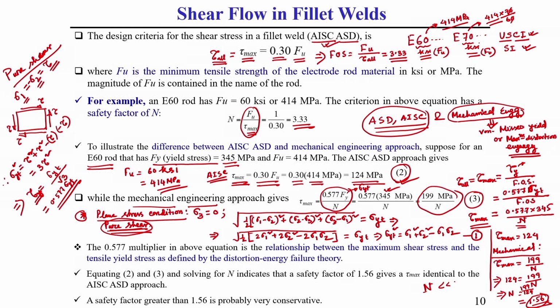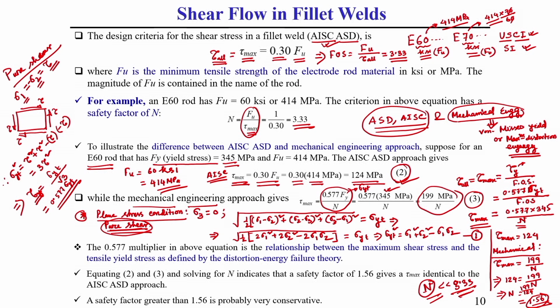3.33, that means it is more conservative. So, to be on the safe side, it is better to use this higher factor of safety, which is generally used by the AISC ASD standard, the American Institute of Steel Construction ASD standard. Whatever the n value we get there is actually 3.33, whereas according to the mechanical engineering approach we generally get a lower value of factor of safety.